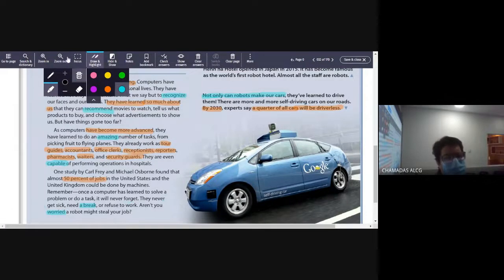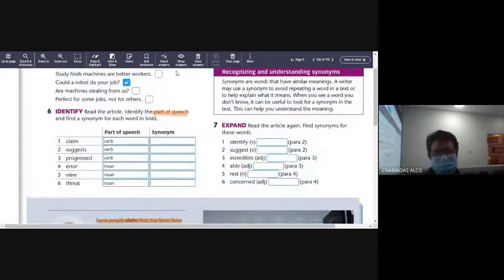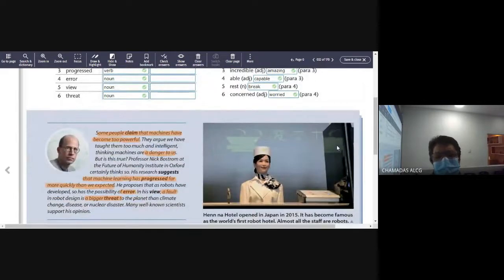Okay. So here in blue, we have the synonyms, okay? Recognize, recommend, amazing, capable, great, everything. So let's check the answers. Identify, recognize, suggest, recommend, incredible, able, rest, break, concerned, worried. All right, people, a lot of words.